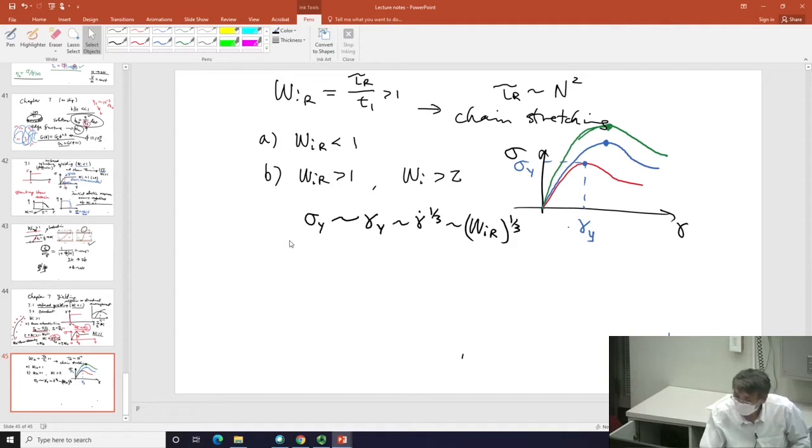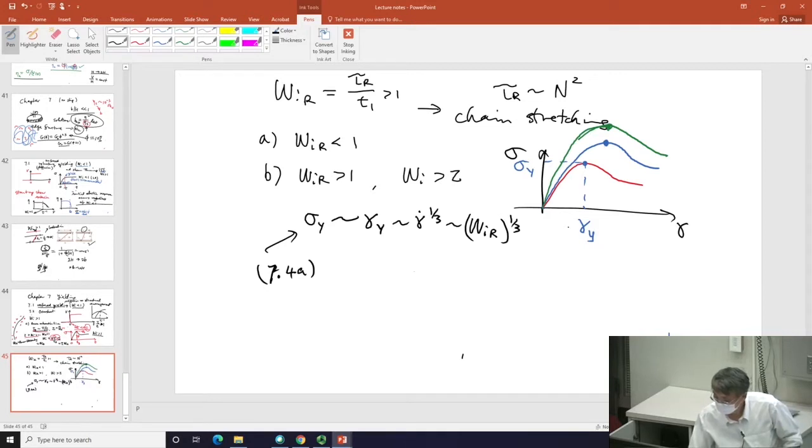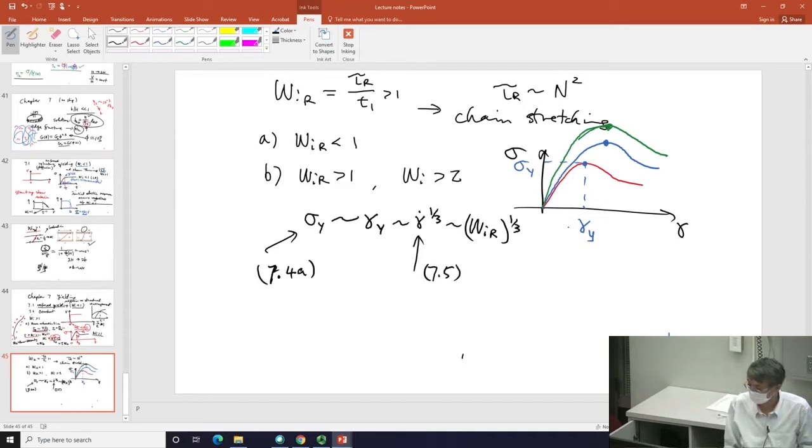This is equation 7.4a, and this is equation 7.5. So these are just some facts that I'm offering. If the scaling is like that, then you may look for a theory that explains such scaling. So that's why it was important at least to understand whether that's true or not.